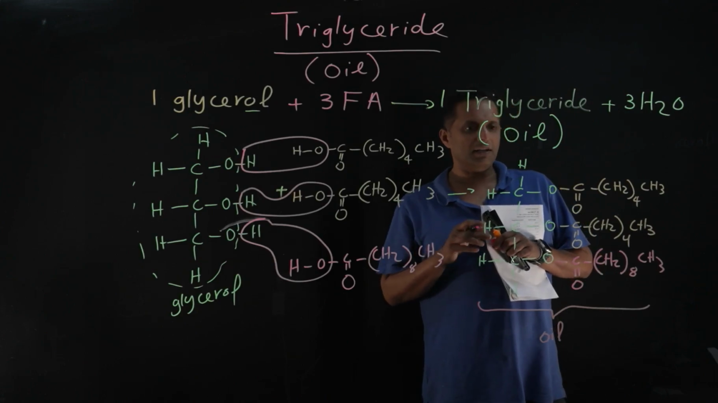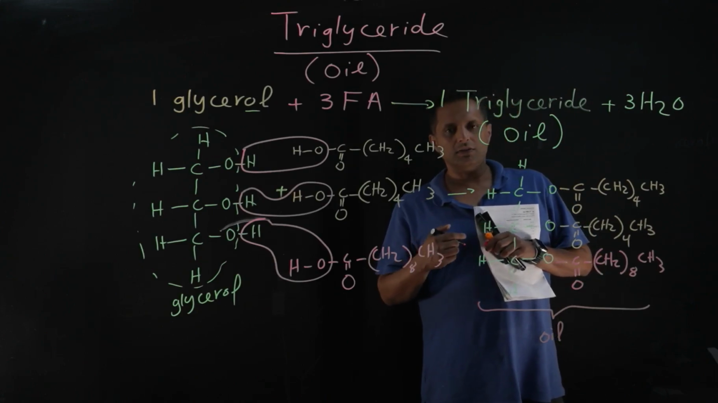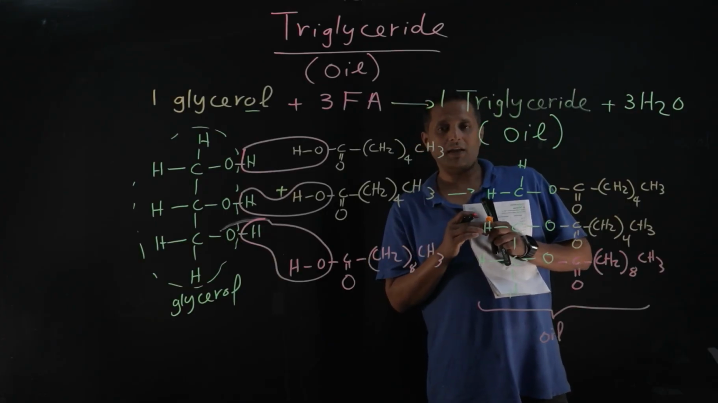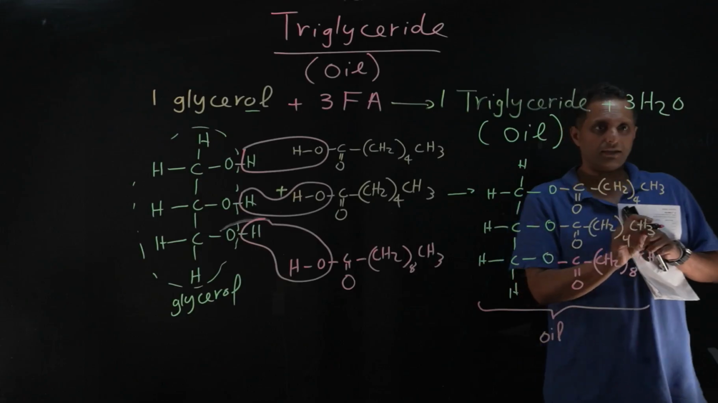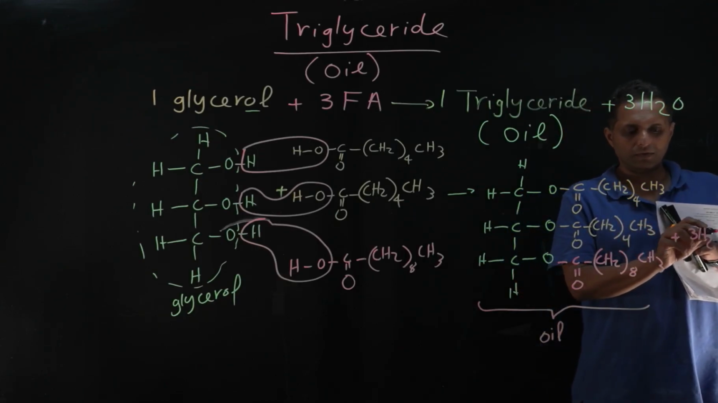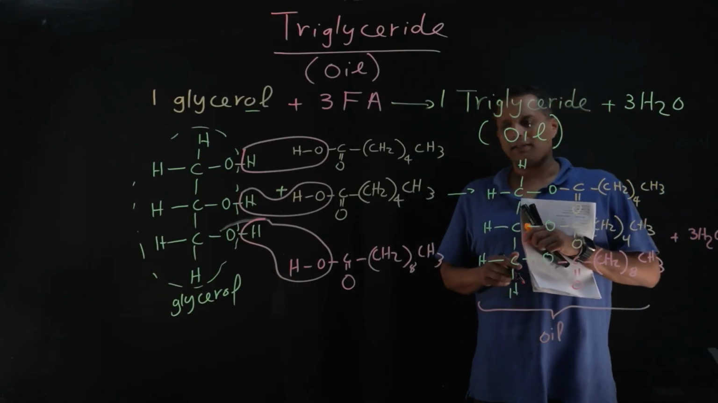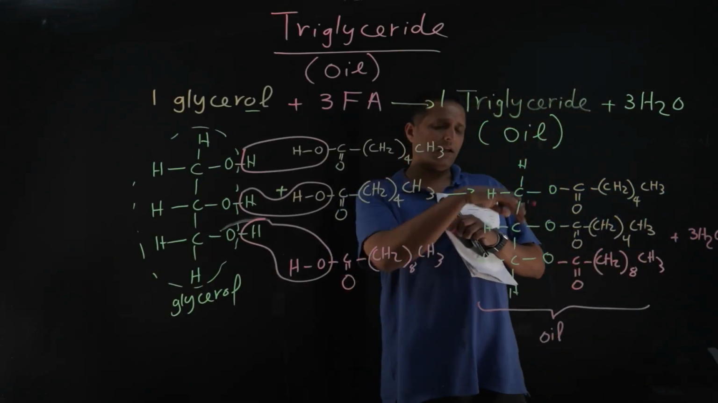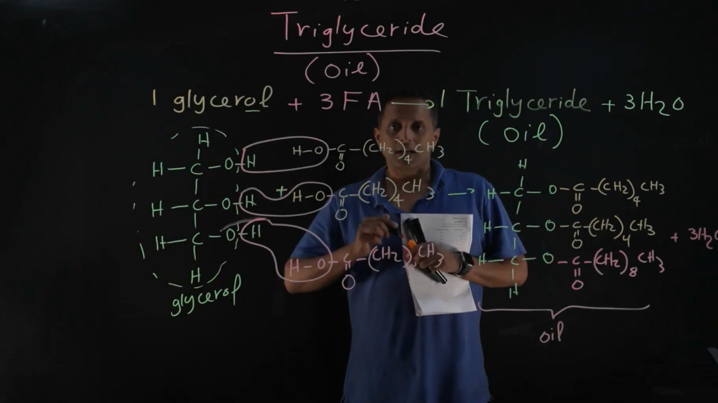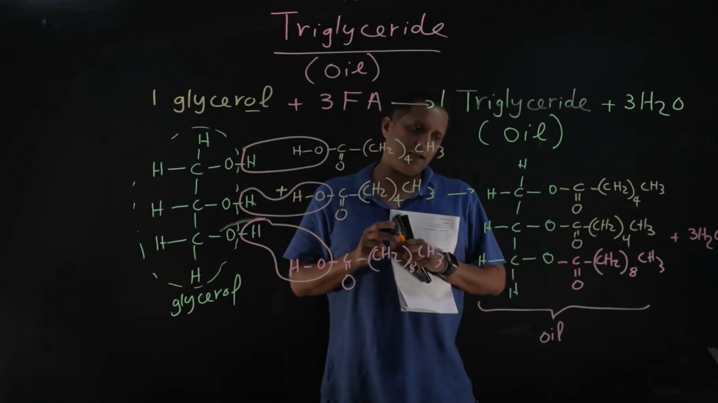Now this is the oil that we need in order to do the transesterification, to make biodiesel. Is that clear? Now don't forget the fact that there are 3 water molecules produced as well. So 3H2O. Okay, now we got the oil. Who makes this oil? Where is this reaction going to happen? This reaction is going to happen inside the plant cell.